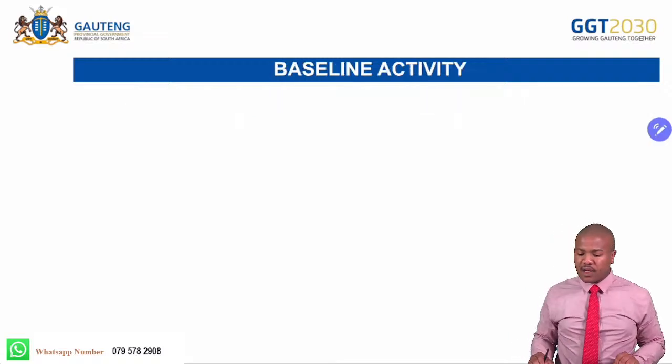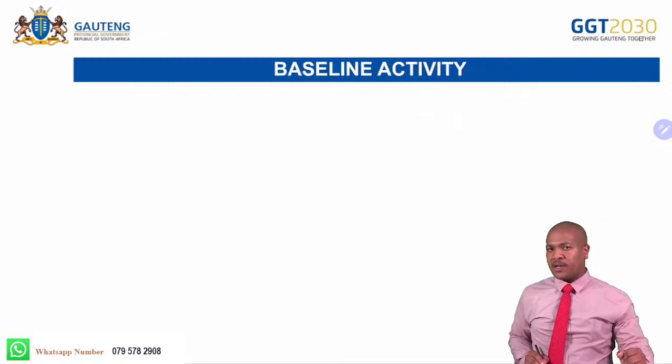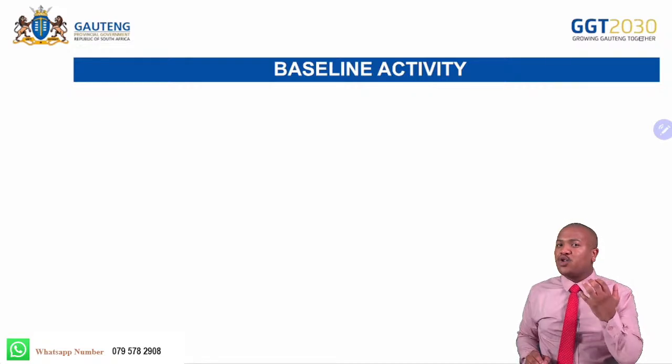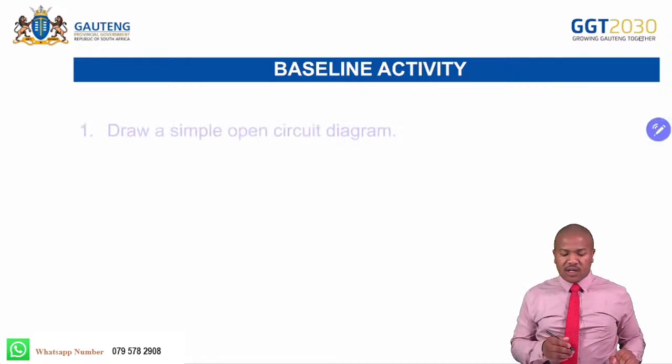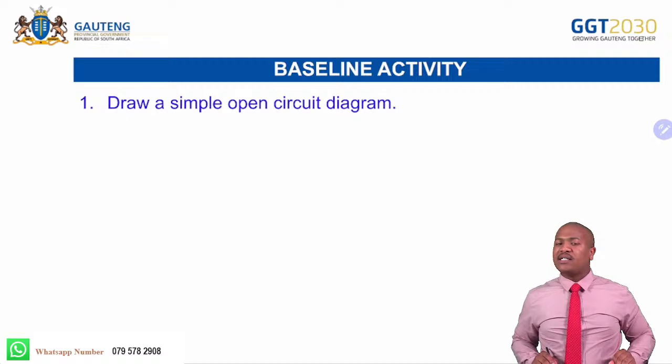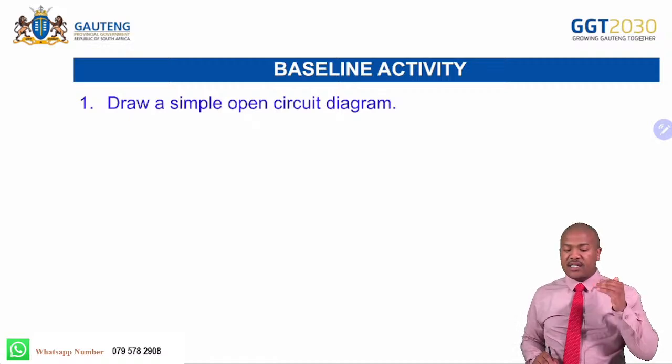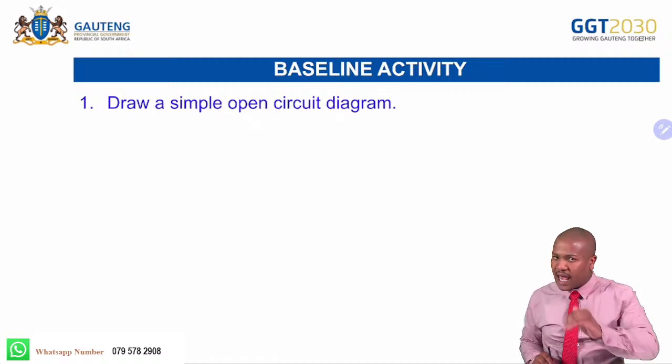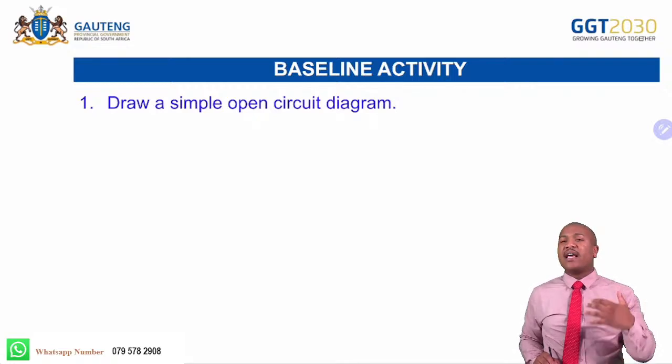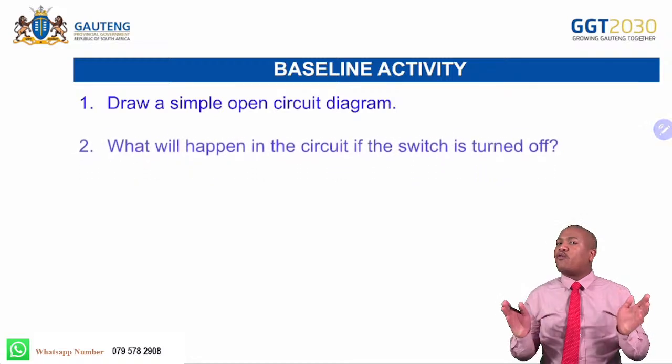So now, let's look at this baseline activity. Let's test ourselves on how much we know so far, right? Let's look at number 1. Number 1 says, draw a simple open circuit diagram. That's what you need to do for number 1.